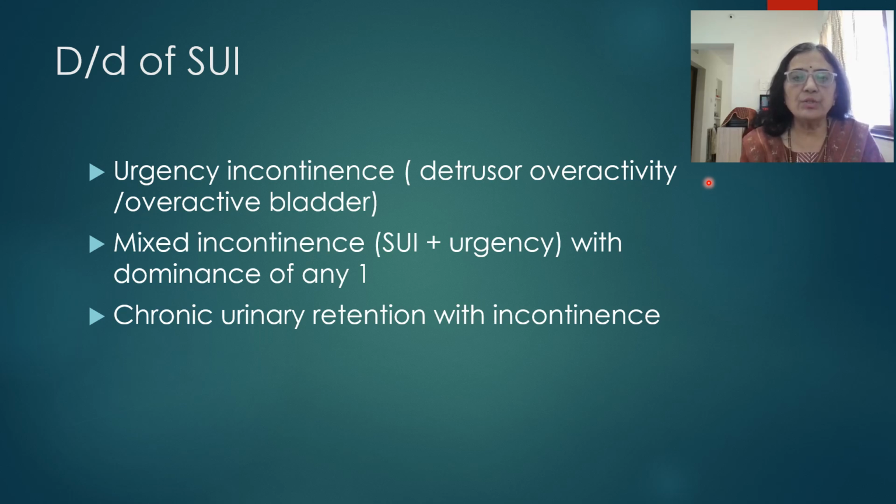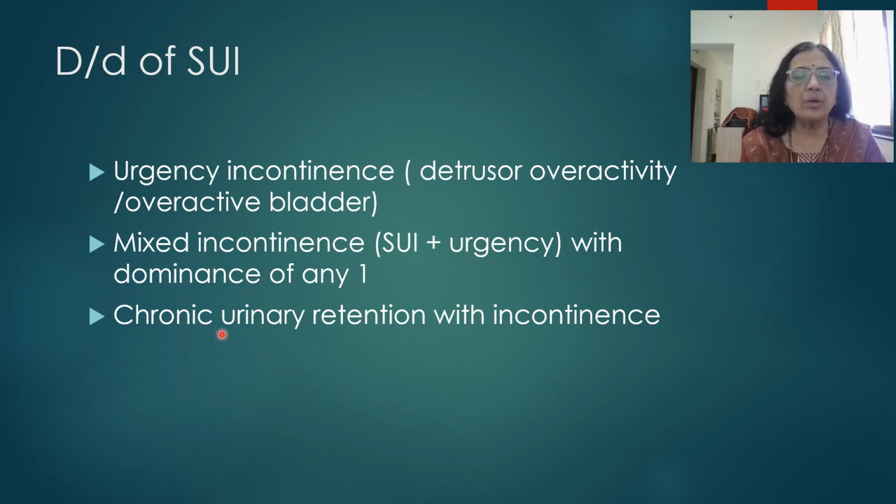In the differential diagnosis of stress urinary incontinence, closest is urgency incontinence, where there is a detrusor muscle overactivity, also called overactive bladder. Mixed incontinence, where there is a combination of stress and urgency incontinence, and by careful history taking, we can ascertain whether one cause is dominant over the other. That means mixed incontinence with SUI dominance or mixed incontinence with urgency incontinence dominance.